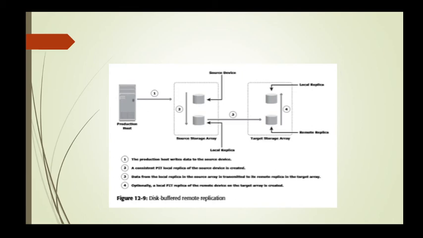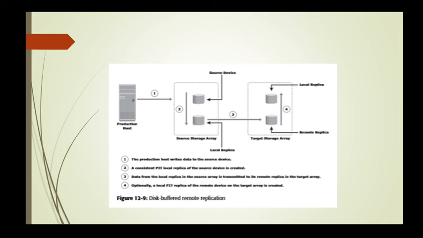In step 3, data from the local replica in the source array is transmitted to its remote replica in the target array. So this local replica data will be transmitted to its remote replica in the target array. In the fourth step, optionally, a local point in time replica of the remote device on the target array is created.